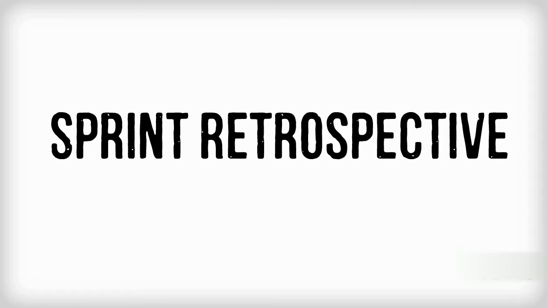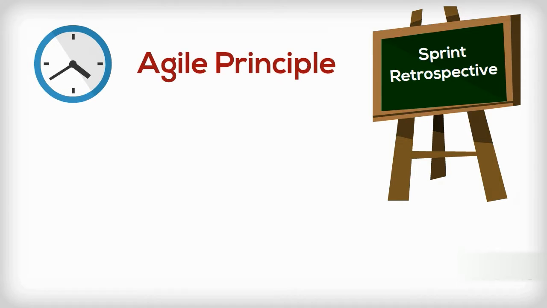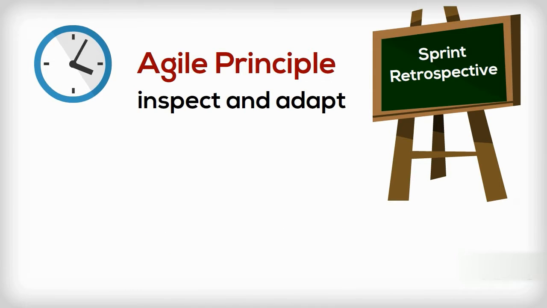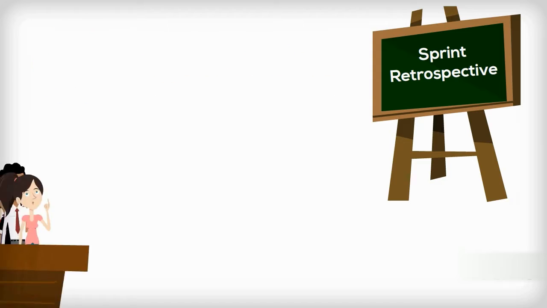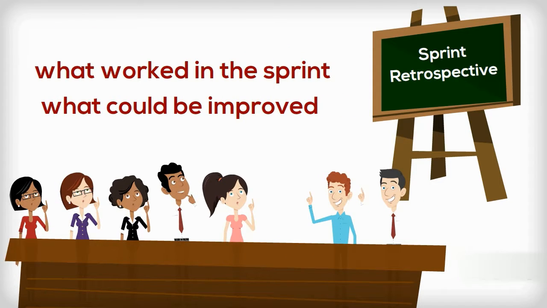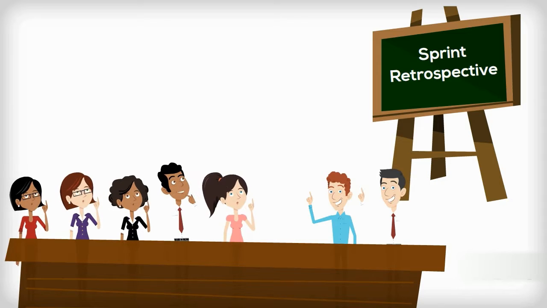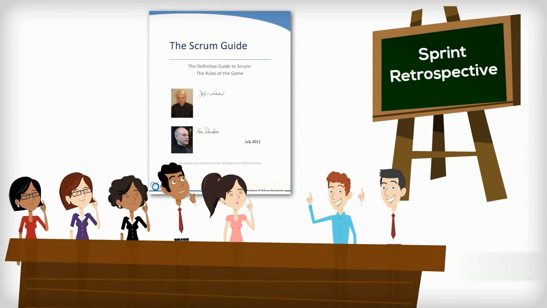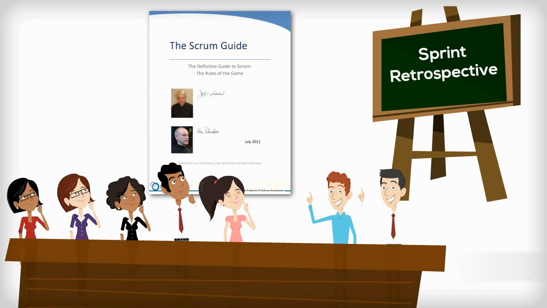Sprint Retrospective. The Sprint Retrospective is a time-boxed meeting which ties to the Agile principle of inspect and adapt. In this meeting, the team focuses on what worked in the sprint and what could be improved. I have observed different styles of running a retrospective, but my personal style is to keep it as close to the Scrum guide as possible and ask only two questions of the team.